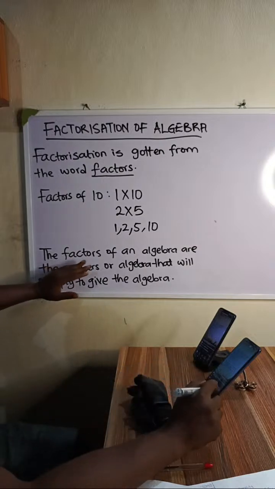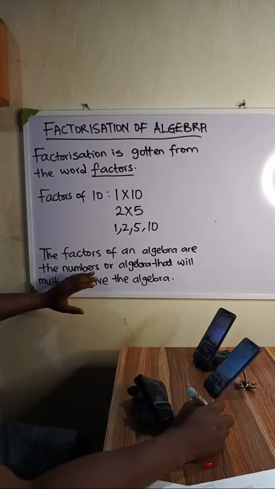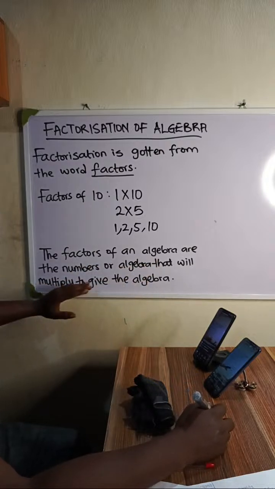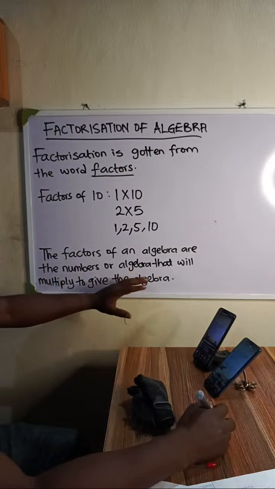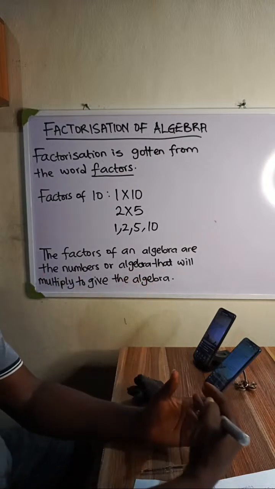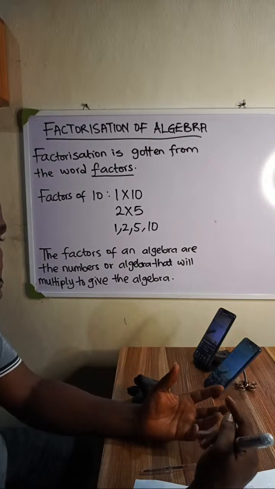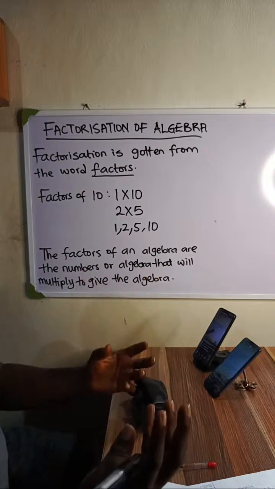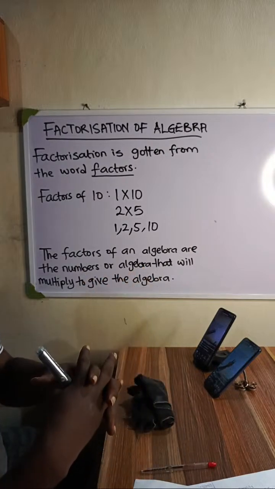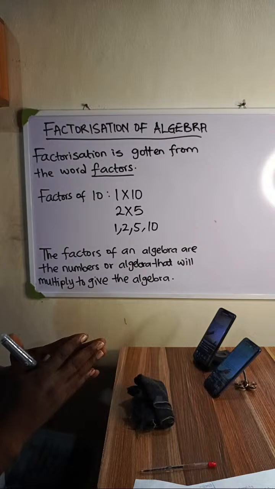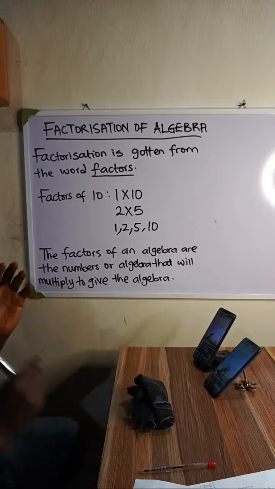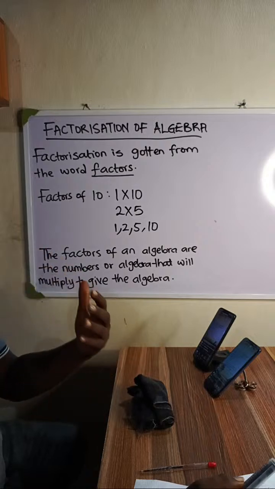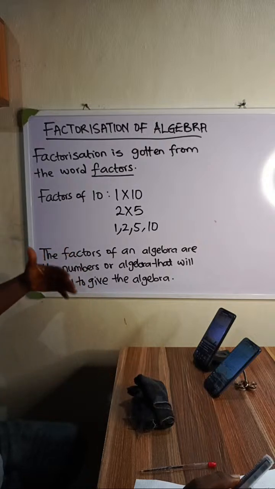Okay, so the factors of an algebra are the numbers or algebra that will multiply themselves to give the algebra. So when we find the factors of an algebra, what we are trying to look for is two algebras, or a number and an algebra, that will multiply themselves to give a particular algebra. Okay, so that's what factorization is. What I'm trying to do is explain before we start solving.